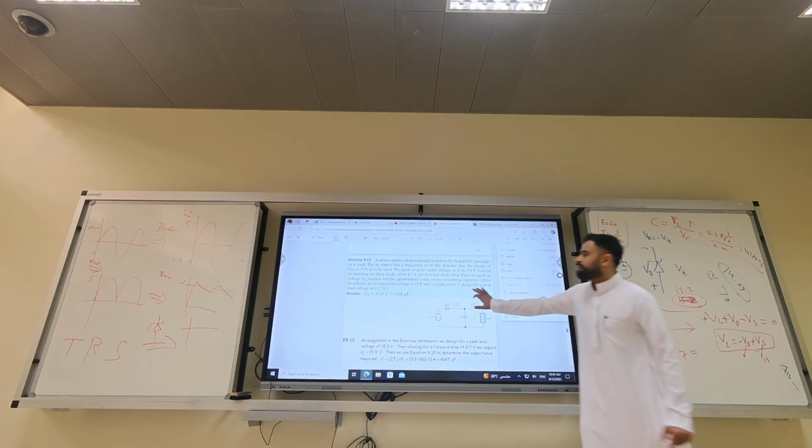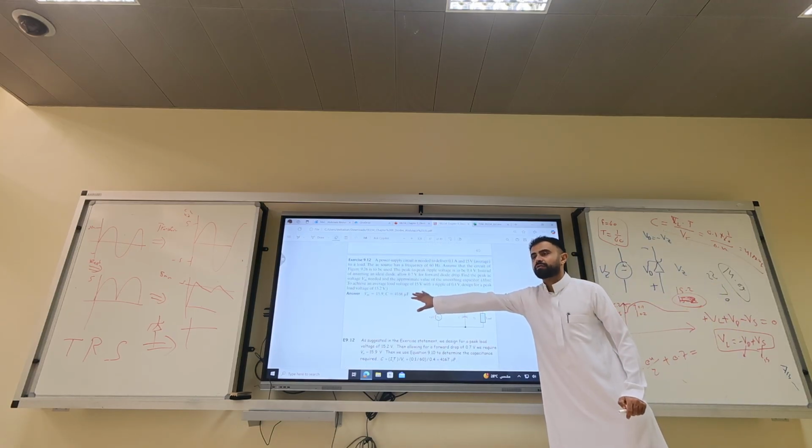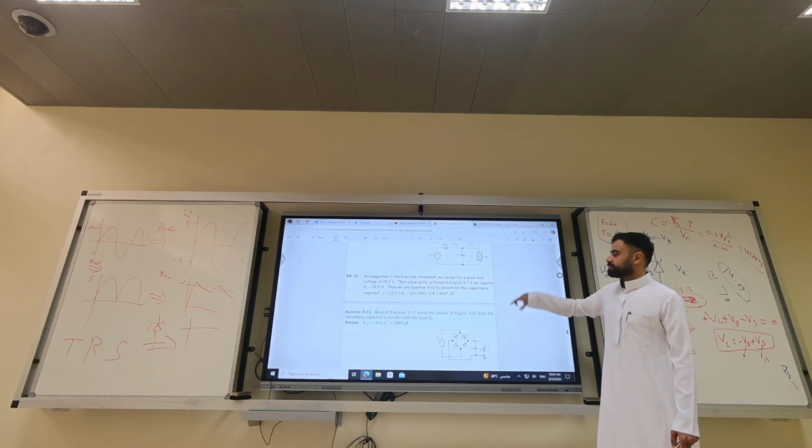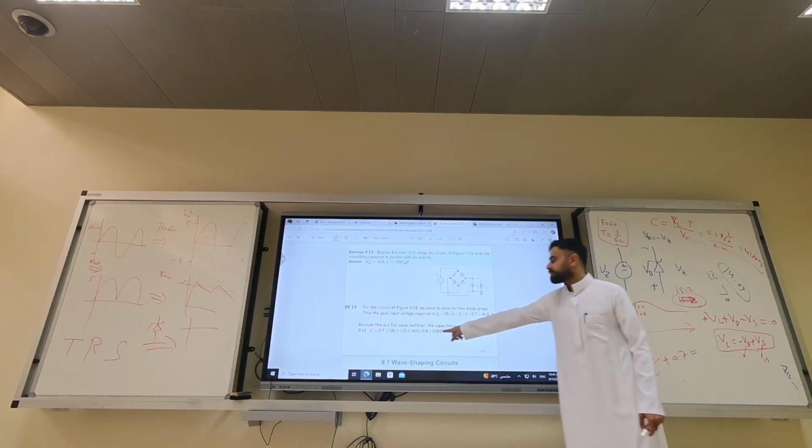Now this is for the half-wave rectifier. What's the value of the capacitor for the full-wave rectifier? For the same circuit, divide by 2. For the full-wave rectifier, just divide by 2.